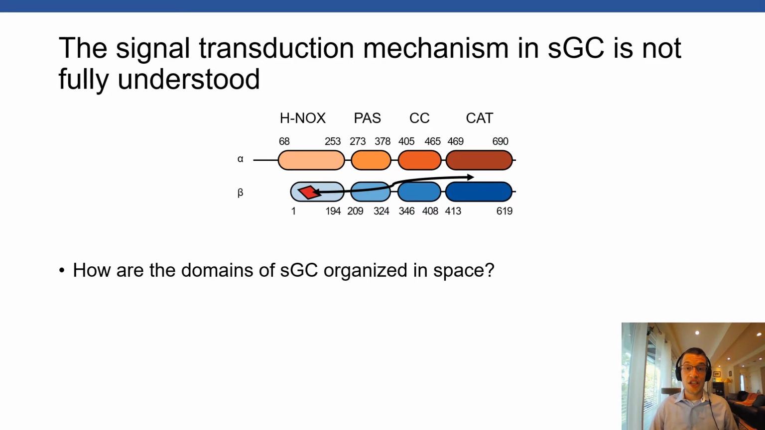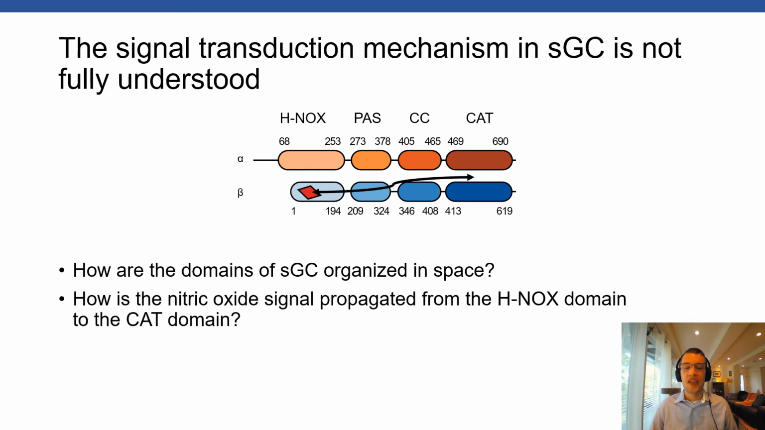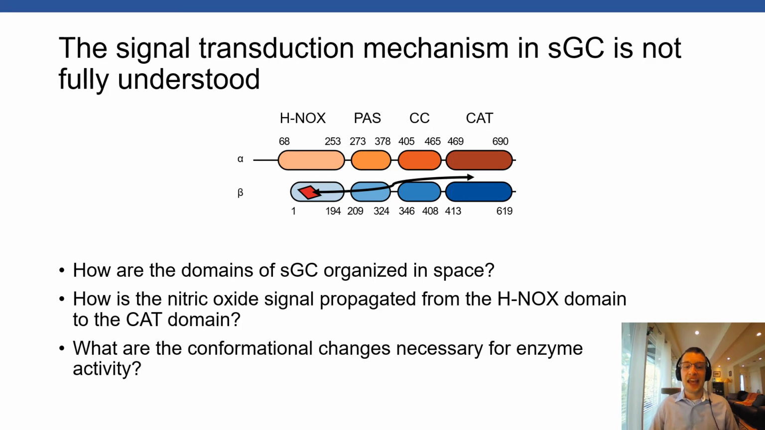So the questions that I want to focus on for the rest of my talk are: how are the domains of SGC organized in space? How is the nitric oxide signal propagated from the HNOx domain to the catalytic domain? And what conformational changes are necessary for enzyme activity?